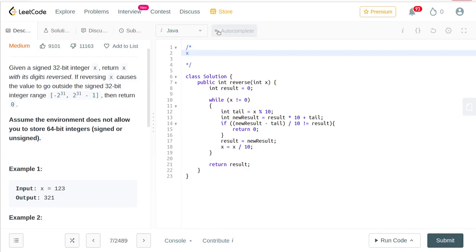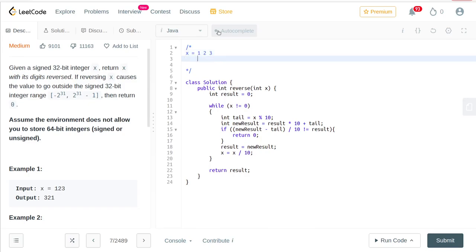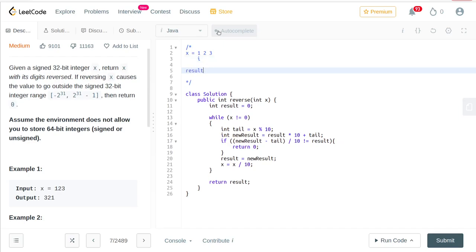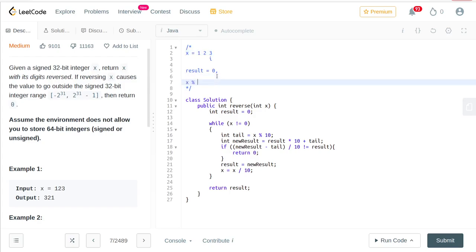So if we have this number x equals 1, 2, and then 3, let our I be on the first digit and let the result equal 0. Let our I be on the third one. So the way we're going to be extracting the least significant digit from this number is just do x modulus 10. So that will give you this 3.